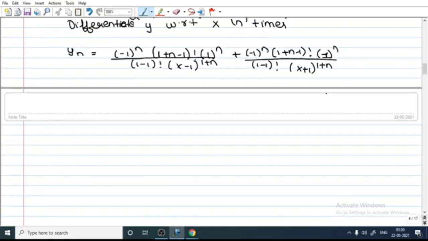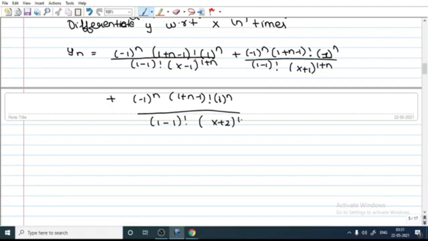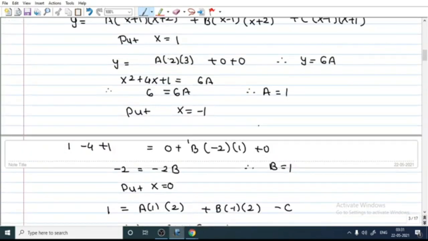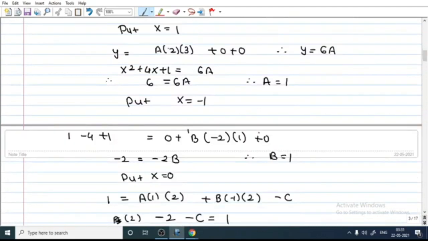Further on, we have here plus minus 1 power n, we have 1 plus n minus 1 factorial into a power, which is 1 power n, the whole upon m minus 1. So here 1 minus 1 factorial into x plus 2, the whole power 1 plus n. So after this, if you simplify, you will get the answer.